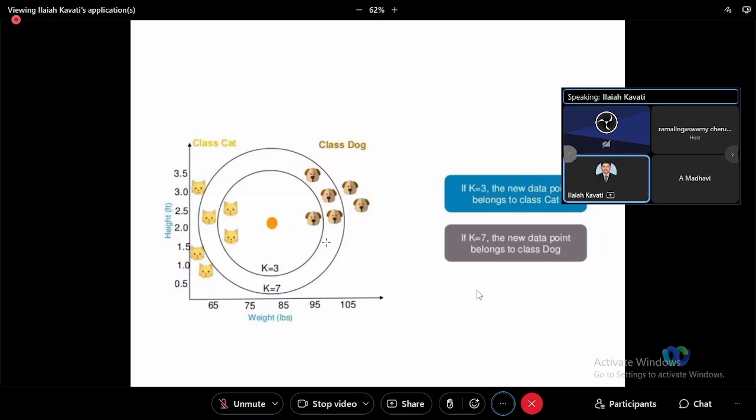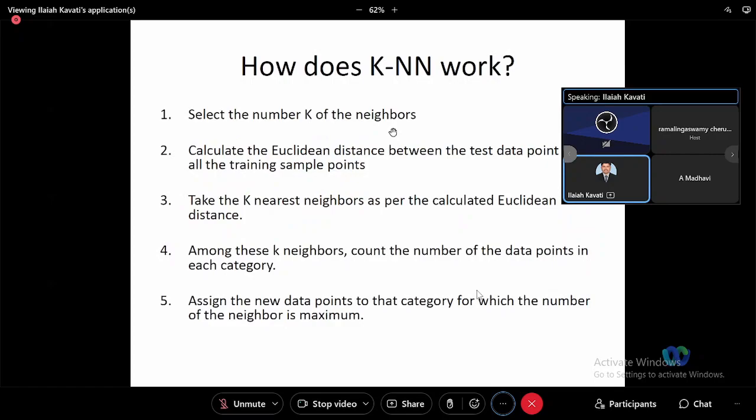Now come back to this algorithm here. What do we need to choose first? The k value. Then we need to calculate the distance from this point to all the training samples. Then, the third step, we need to choose the nearest k neighbors. Among those k neighbors, we need to do the voting process: count the number of data points in each category, so voting of different classes.